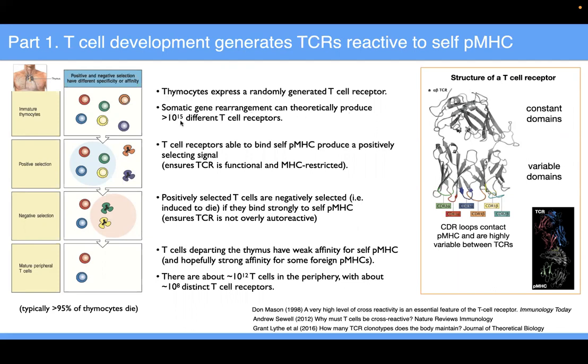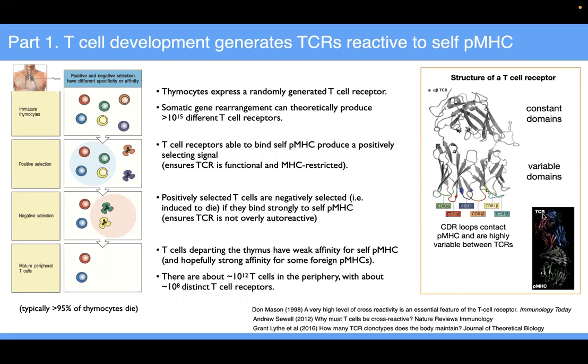And in fact, this is an area where a lot of modeling has been done to try to estimate theoretically how many different T cell receptors can be produced. And it's about 10 to the 15 different receptors. And I want to show you where that variability is.